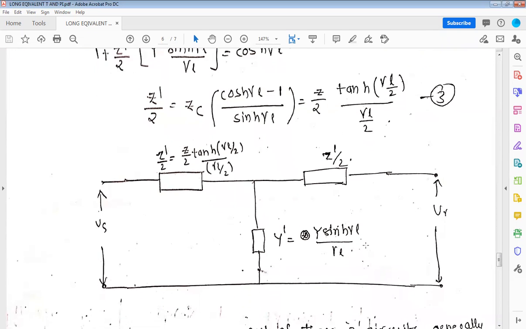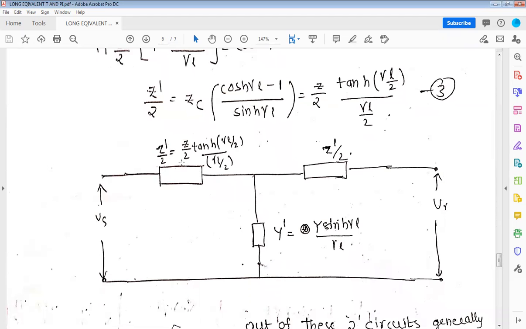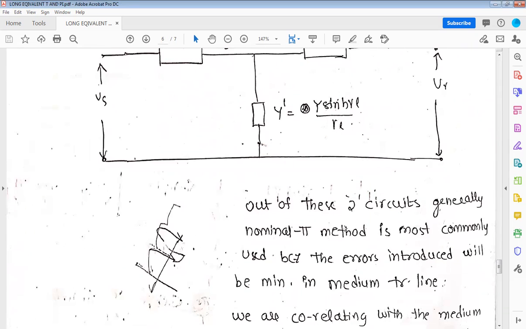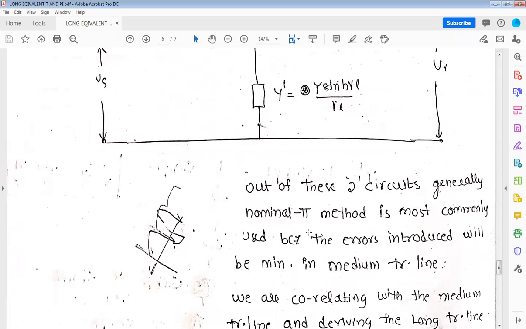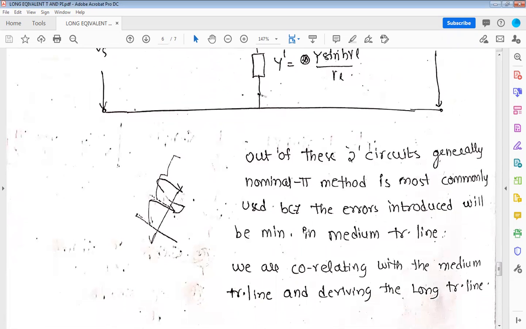So that will be represented in the circuit form as Z dash by 2 is equal to Z by 2 into tan h gamma L by 2 by gamma L by 2. So Y dash is equal to Y into sin h gamma L by gamma L. Out of these two circuits, generally the nominal pi method is most commonly used, because whatever error is introduced will be very minimum in the nominal pi method and also in the medium transmission line.